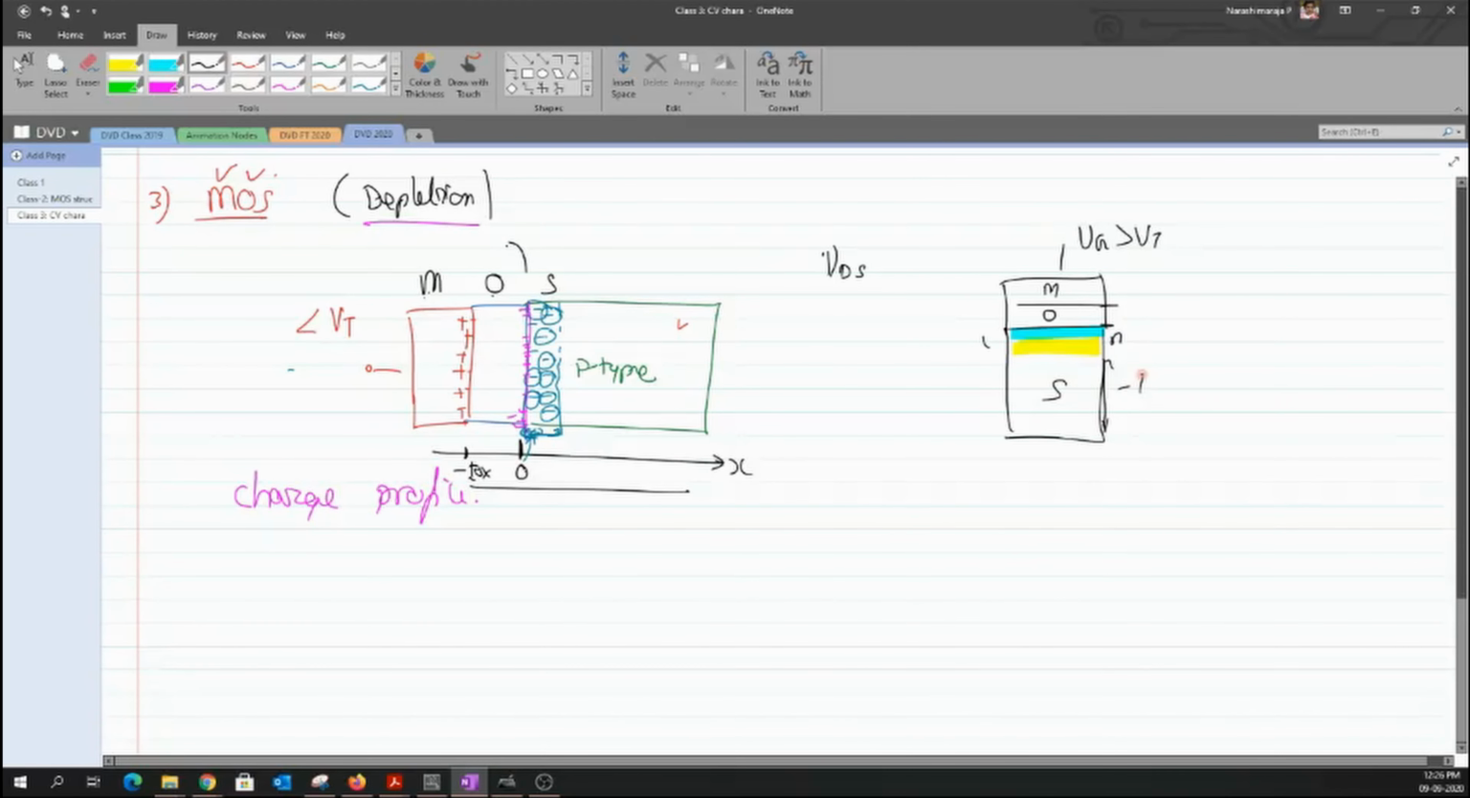Sir, but the concentration of electrons and ions will increase now, so that means the depletion layer should also increase. No. Once you cross the value of Vg that is greater than Vt, the depletion layer will not get affected. The thickness of this will not get affected.